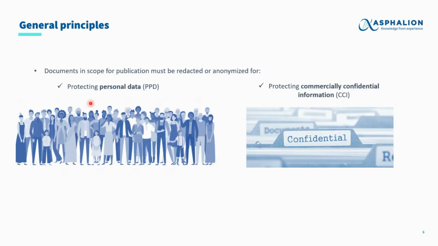For general principles, the main topic is that when a document is going to be published, it must be reviewed and redacted or anonymized in order to protect personal data, but also to protect commercially confidential information. And this is the main activity that the owners of these documents and this information need to manage before the information is disclosed.